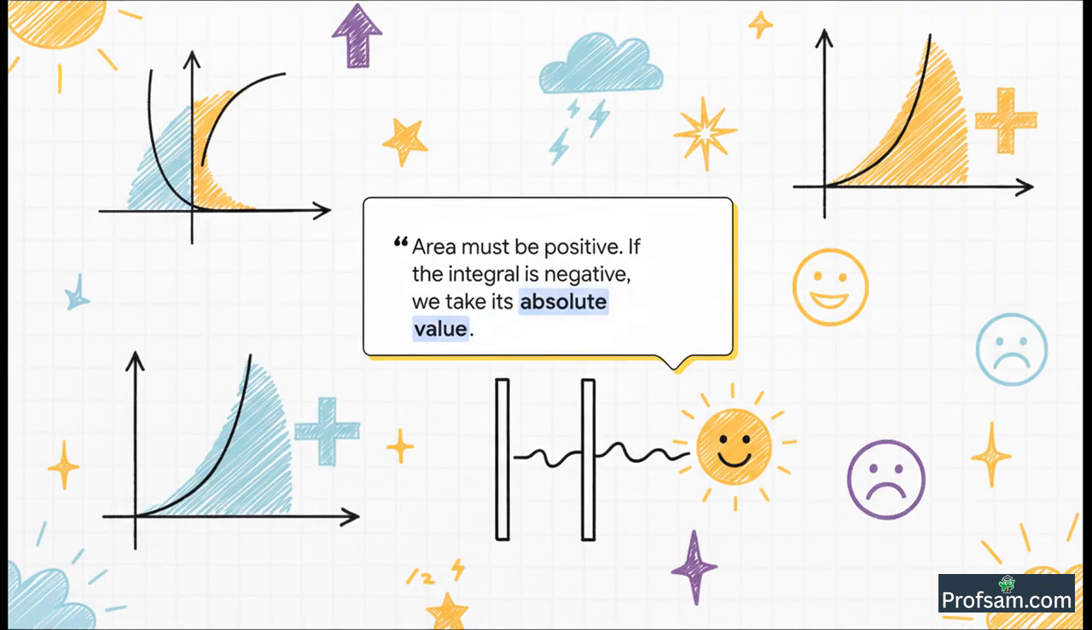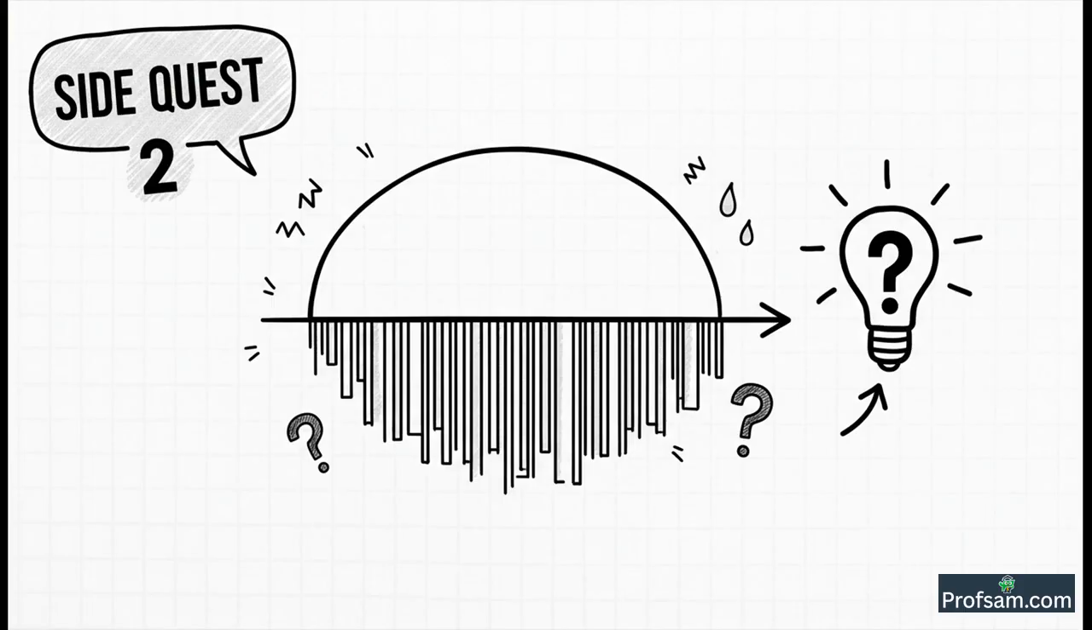But think about it logically. Can you have negative area in the real world? No way! Area is a physical quantity. It's always positive. So here's the rule, and it's super important. If the area you're calculating is below the x-axis, you find the definite integral as usual, and then you must take the absolute value. Just make the final answer positive. That's the whole trick. Excellent. You've dodged the first trap.